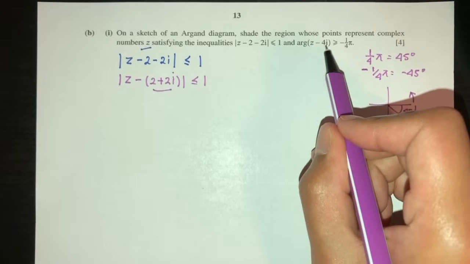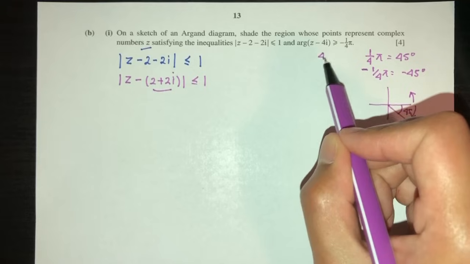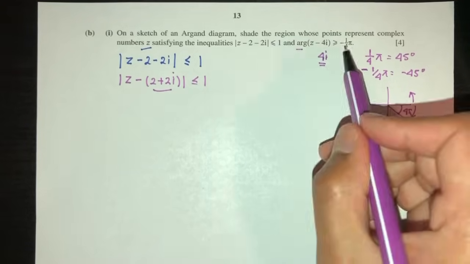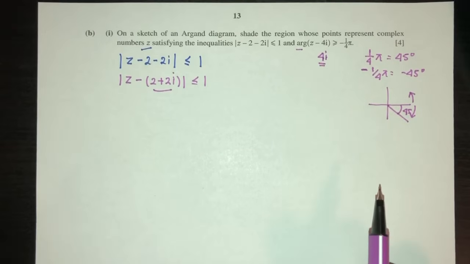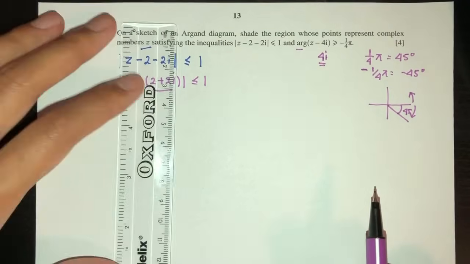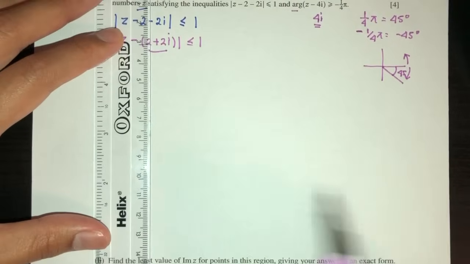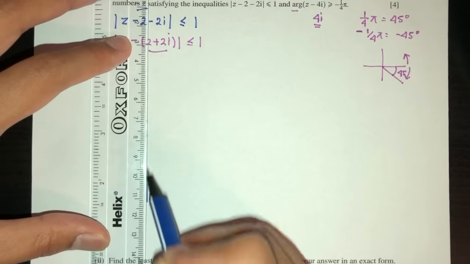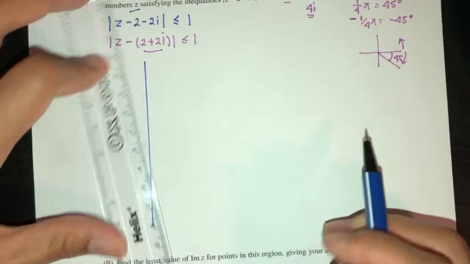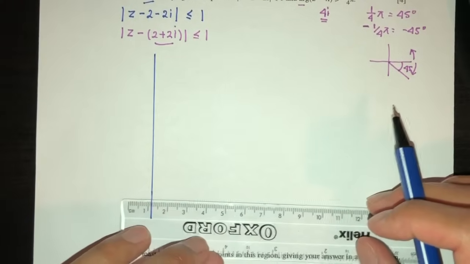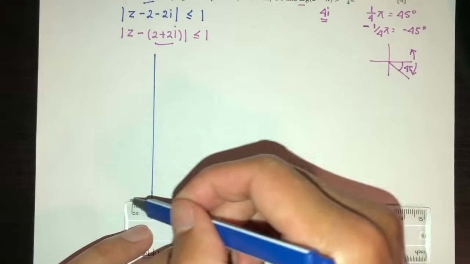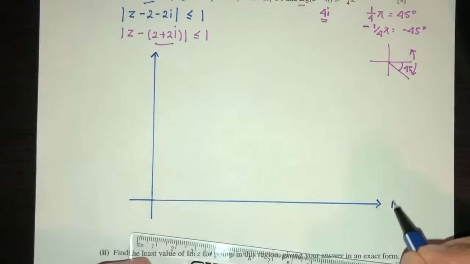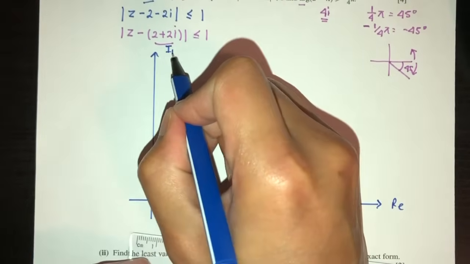Now, as you can see, we have minus 4i. This will be the point where you start drawing your arc of the point z. So, as always, before we draw a graph, we have to draw the axes. The first one is the imaginary axis, and we can draw the real axis on this part. Okay, so we can label them. This is the real, and this is the imaginary.